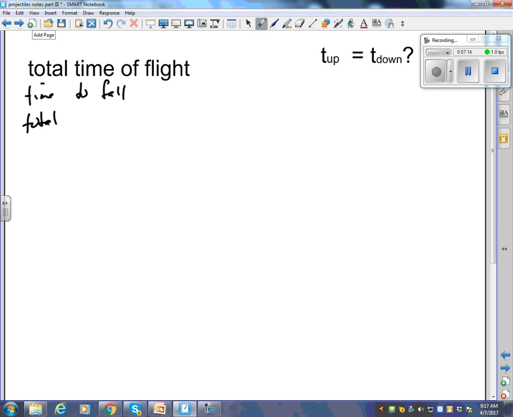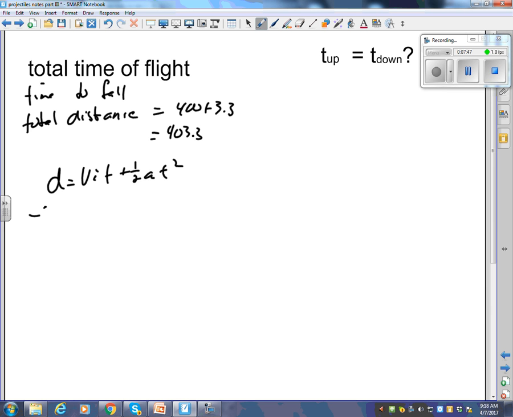and I'm just going to write it out because this is an example. I wouldn't normally, I mean, you can obviously do this part in your head. If you have to write it out, that's fine. But total distance would be 400 plus 3.3. Right? 403.3. Okay, so now find out how long it takes to fall all that way. These are the same things we did yesterday when you had it falling off the table. D equals VIT plus 1/2 AT squared, minus 403.3.